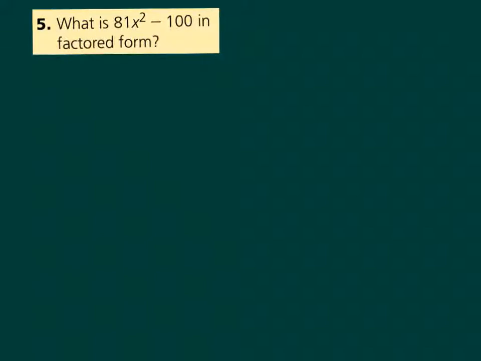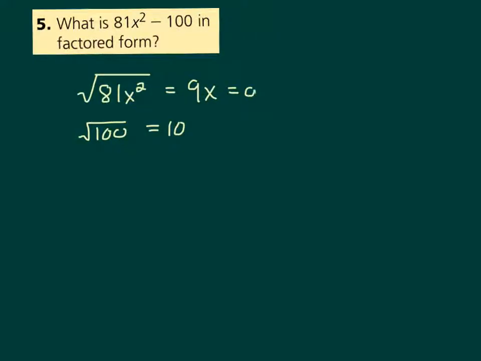So we need to check the square root of 81x squared, see if that's going to give us a whole number. Because we know x squared is a perfect square because it is raised to an even exponent. And the square root of 81 is 9, so the square root of 81x squared is 9x. The square root of 100 is 10. So we know that we are subtracting two things that are perfect squares. This we will call A, this we will call B.